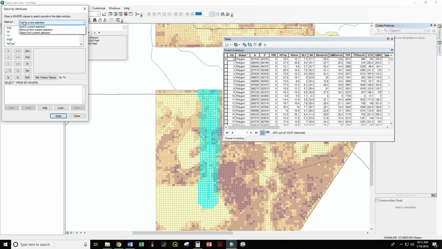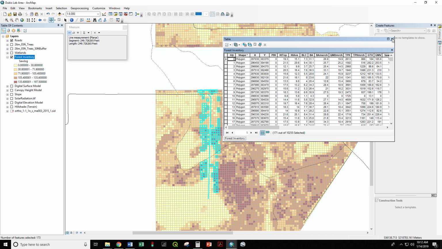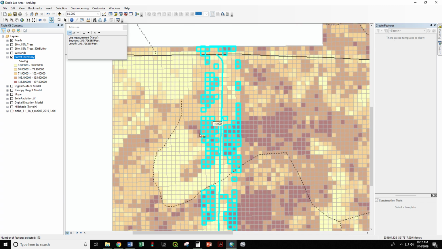and we are going to use the method select from current selection because we already have some of these cells selected. We don't want to find all the cells that have greater than 100 cubic meters per hectare. We only want to select from these ones that are our candidate cells. So we are going to go down until we see saw log greater than 100. And now we are selecting from the established selection only those cells that have 100 cubic meters per hectare.